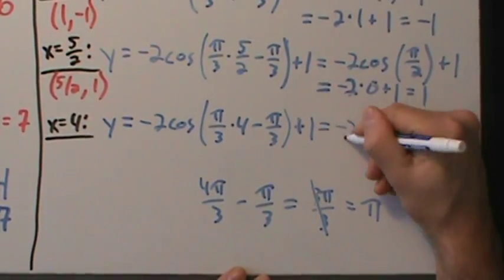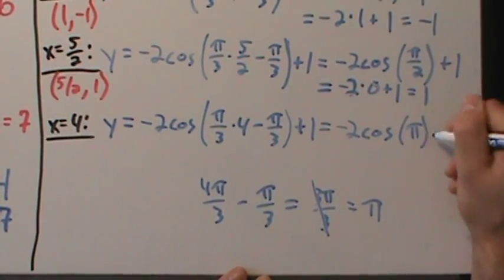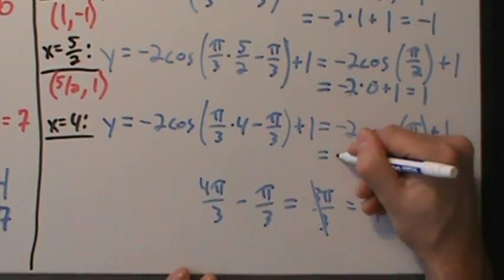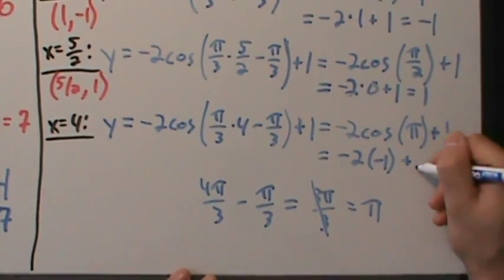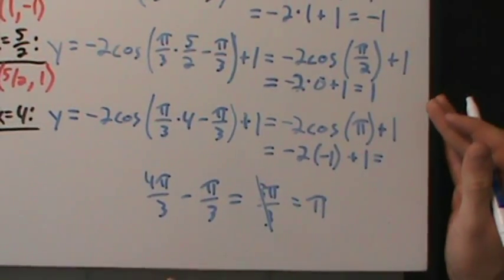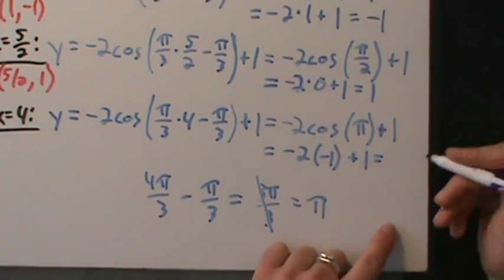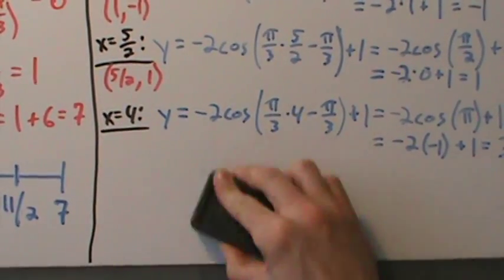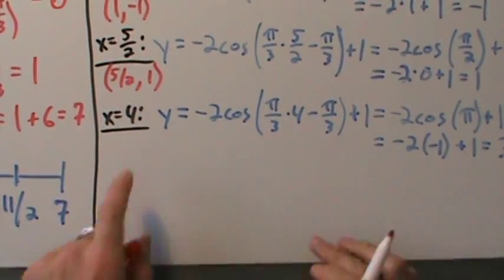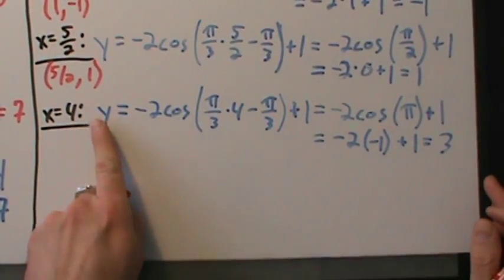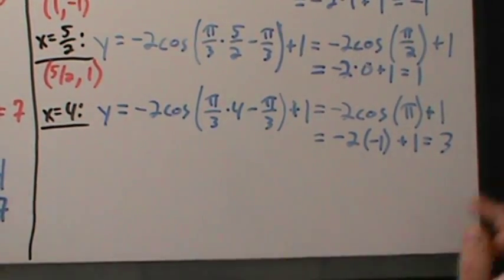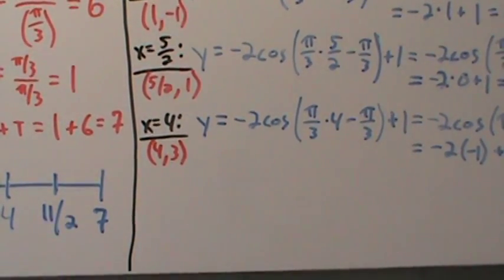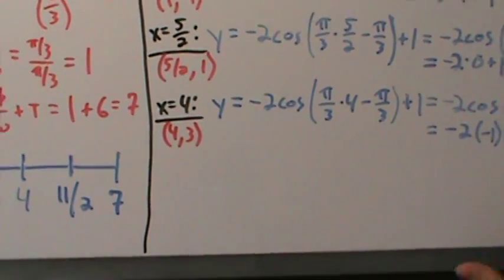Okay, so this is negative 2 times the cosine of pi plus 1. Okay, that's great. Cosine of pi is negative 1, so this is negative 2 times negative 1, and then plus 1. Negative 2 times negative 1 is positive 2. Positive 2 plus 1 is 3. Okay. So let's erase this here. And then that just gave us the point 4, comma 3. Okay, when x is 4, y equals blah, blah, blah, 3. Okay, 4, comma 3. All right, 2 more to go for this step. So now what's next? 11 halves is next.